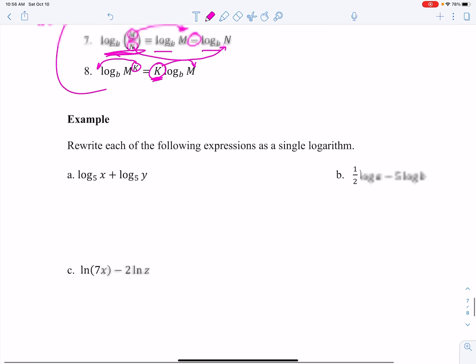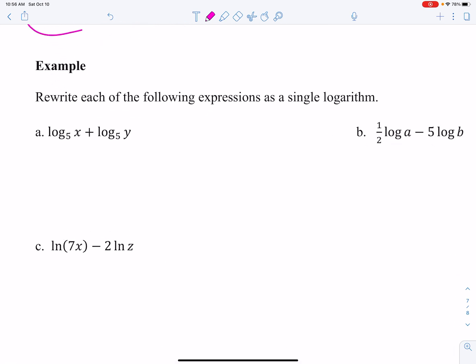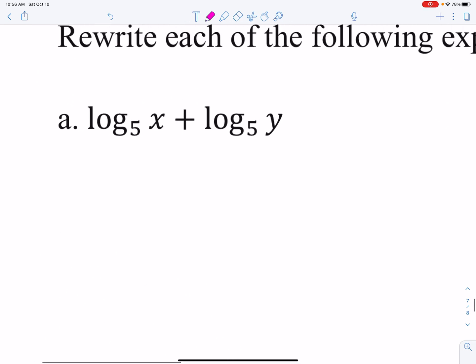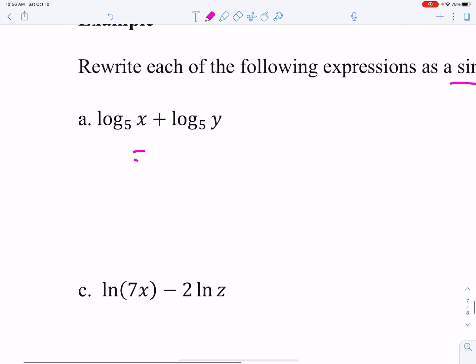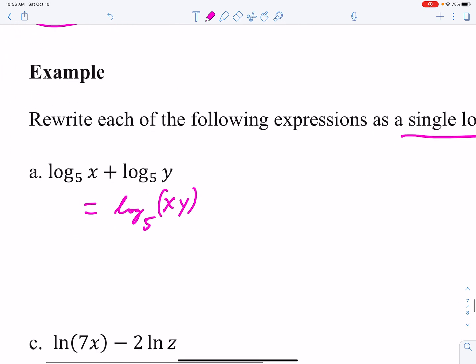All right, so look at the directions here. We write each of the following as a single logarithm. This one's multiple logarithms, 2 of them, right? So we want to write it as a single logarithm. We're going to use the rule up above. Notice we have the same base, they're both base 5. With addition, we can convert it to multiplication. So this will be equal to log base 5 of x times y. We used rule number 6 up there.